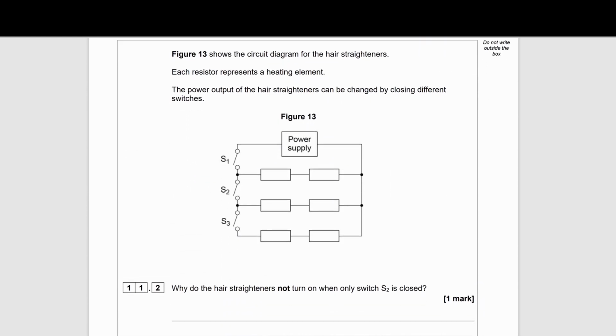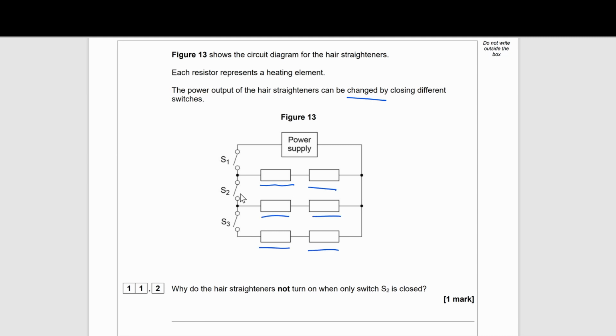Figure 13 shows the circuit diagram for the hair straighteners. Each resistor represents a heating element. The power output of the hair straighteners can be changed by closing different switches. Figure 13 is showing us our parallel circuit now, and here are 6 resistors, with 2 in series with 3 pairs in parallel.